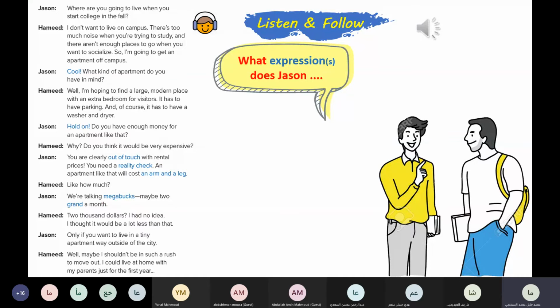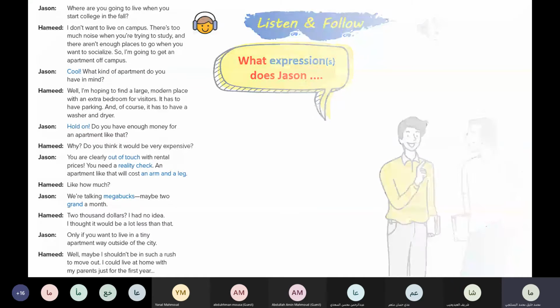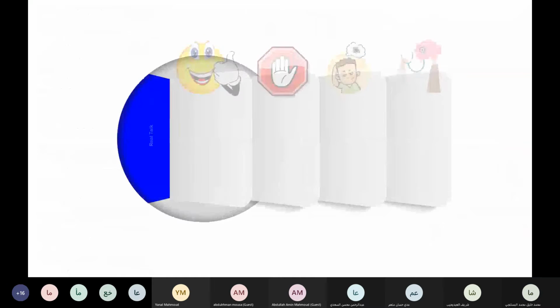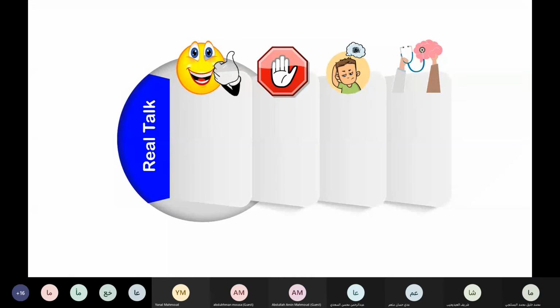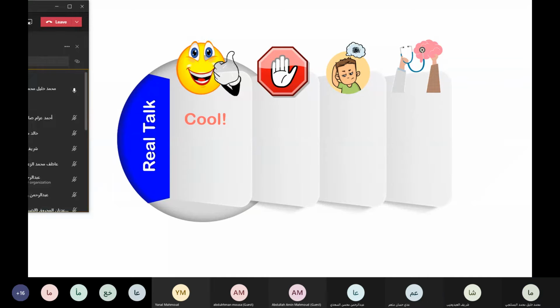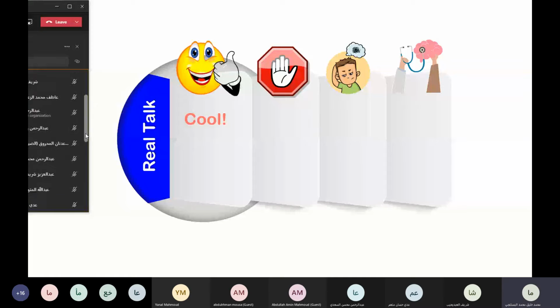Okay, now move to the real talk expressions. Look at the first one. Cool, what does it mean? Ahmed Azam, are you here? Yes. What does it mean, cool, here, according to the conversation? Great, good, great.